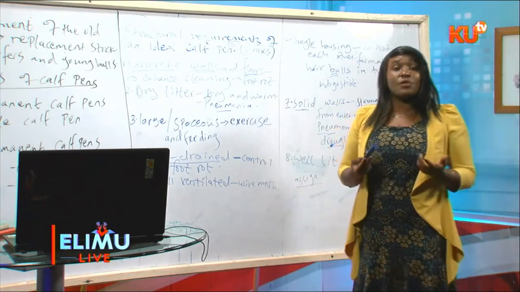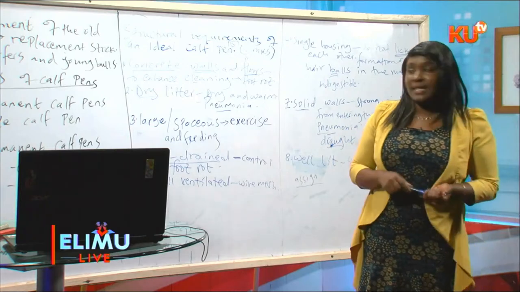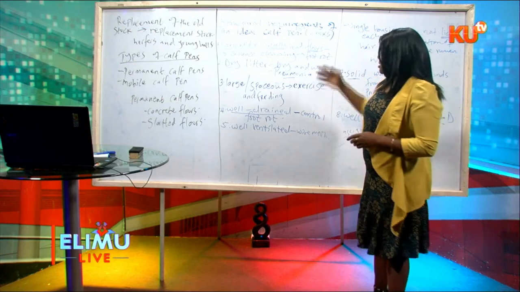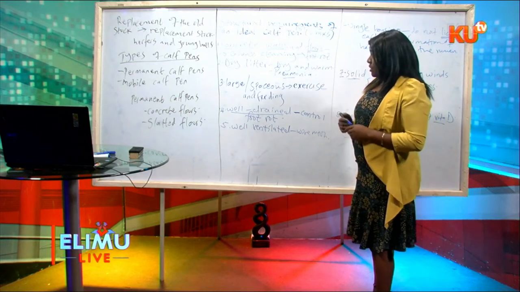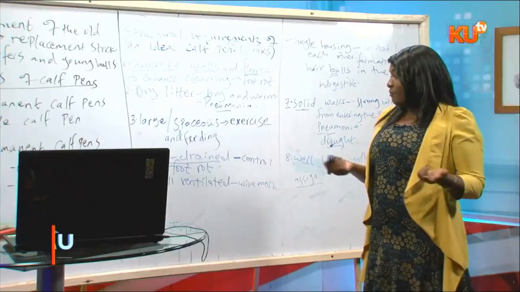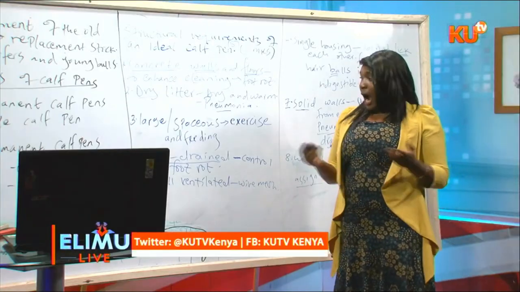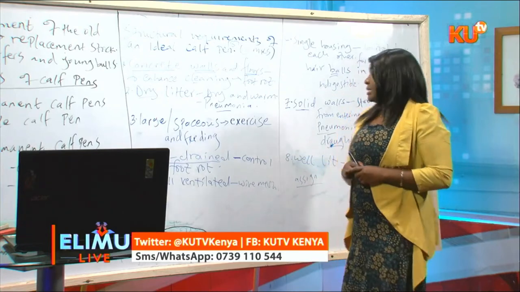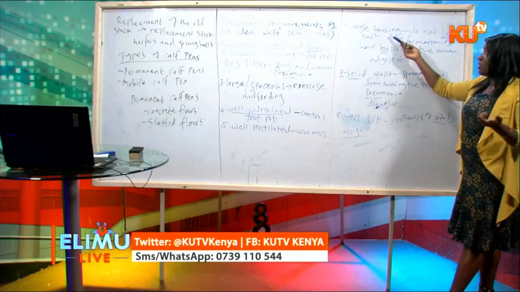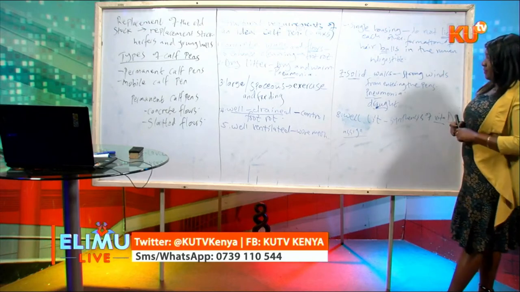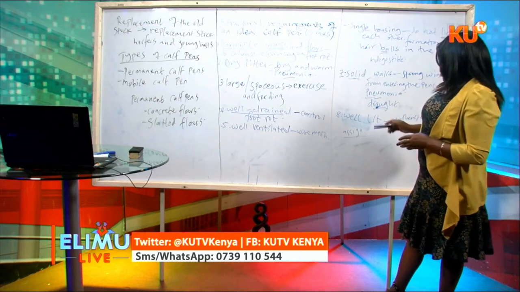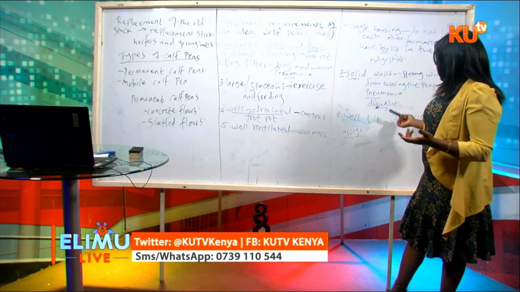Even when it comes to theory in your end of year exam, that is the KCSE, you'll find it very easy to remember, because these points, you need to put them into practice. Well ventilated. How do you ensure that the calf pen is well ventilated? How do you ensure that it is well drained? How do you ensure that it is single housed if you have more than one calf? How do you ensure that the walls are solid? So how do you ensure that it is well lit?